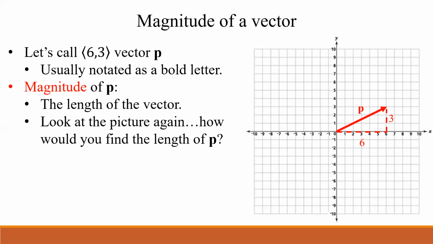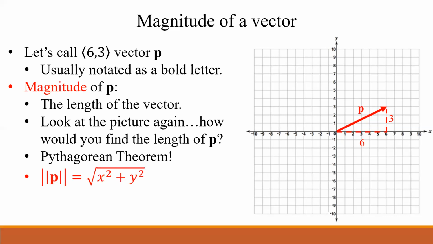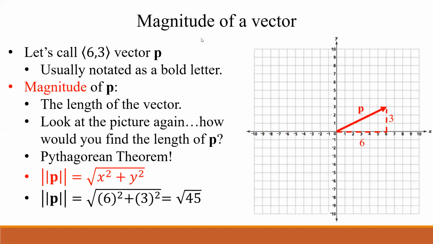Okay, and if you look at that picture, go back into your mathematical toolbox. What do you have at your disposal that would allow you to find the length of that arrow? Well, you're probably saying to yourself, wouldn't it be the Pythagorean theorem? And you're absolutely correct. So all you got to do to find the magnitude is square both the components, so the 6 and the 3 in this case, add them together and take the square root. So in this case, it would be 6 squared, which would be 36, 3 squared, which is 9, add those together, you got root 45.